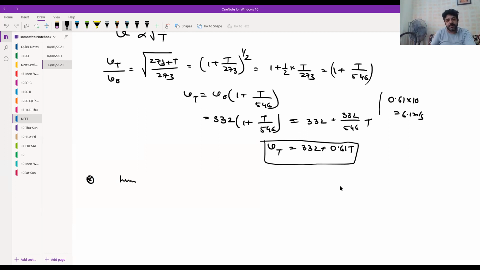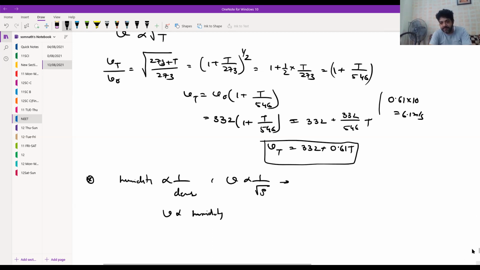अच्छा, नेक्स्ट इज ह्यूमिडिटी. Humidity is inversely proportional to density, and here see velocity is inversely proportional to root of density. So अगर मेरा ह्यूमिडिटी बढ़ेगा तो डेंसिटी घटेगा, अगर डेंसिटी घटेगा तो वेलोसिटी ऑफ साउंड इंक्रीज. क्लियर? सो वेलोसिटी ऑफ साउंड इज डायरेक्टली प्रोपोर्शनल टू ह्यूमिडिटी. जितना ज्यादा ह्यूमिडिटी होगा उतना ज्यादा वेलोसिटी ऑफ साउंड होगा. क्लियर? Yes, sir.